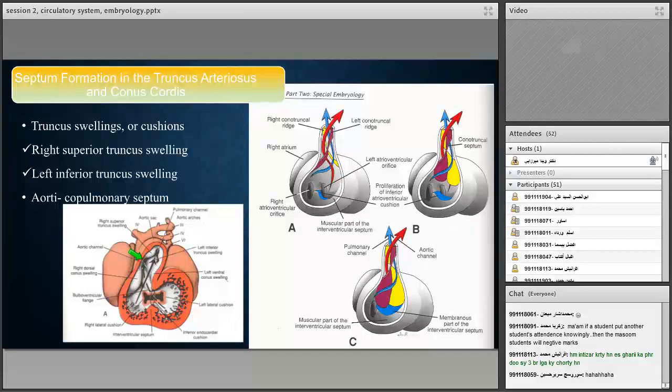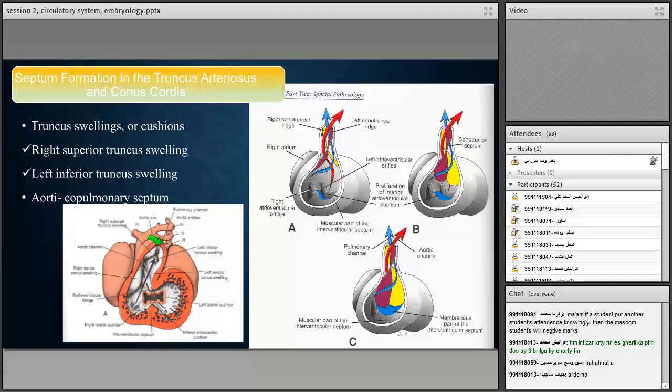At the time of growing, they are growing toward the aortic sac. Okay, they are growing toward the aortic sac. Here we can see the aortic side. Slide number 18.